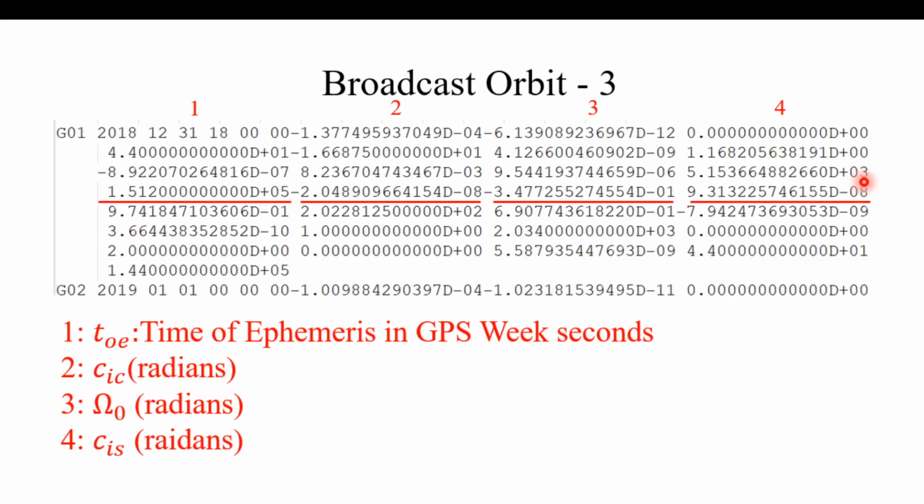So what about the fourth line? This is the time of ephemeris in GPS weeks. Every GPS week begins at Sunday midnight and ends again next week Sunday midnight. So this means 7 days, and if you multiply 7 days by each day's interval in seconds, this means 86,400. So you see the minimum and maximum values of a GPS week in seconds.